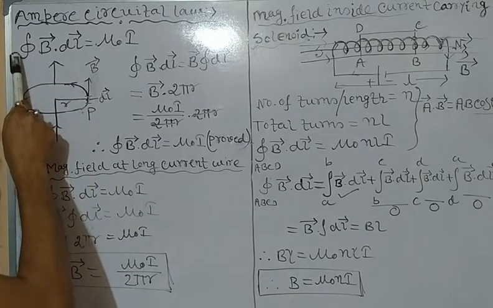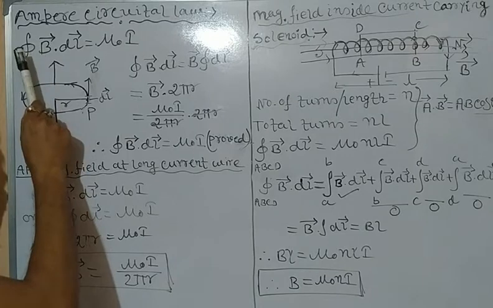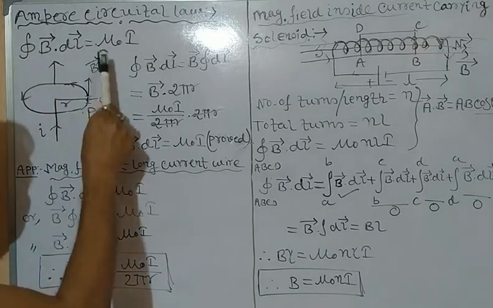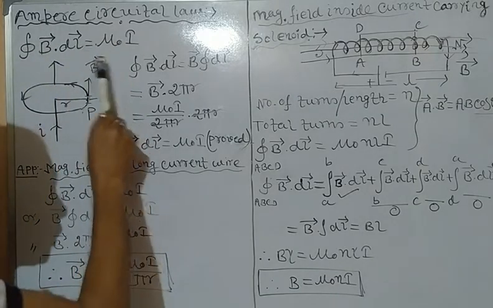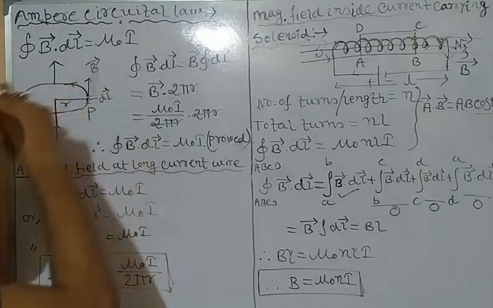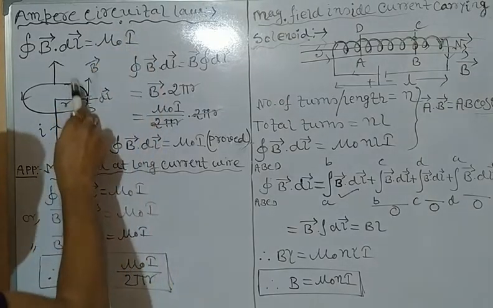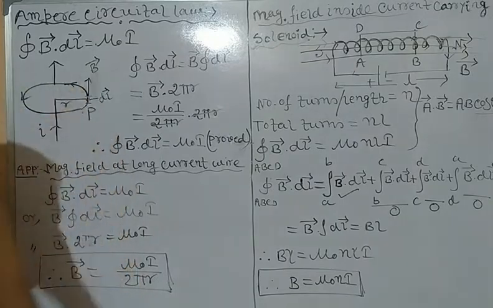So here you can see the closed line integral, this symbol indicates the closed loop, equals to mu 0, the absolute permeability of the medium where the conductor is placed. Here we will assume that the medium is vacuum, free space, times the total current surrounded or threaded by the closed loop.